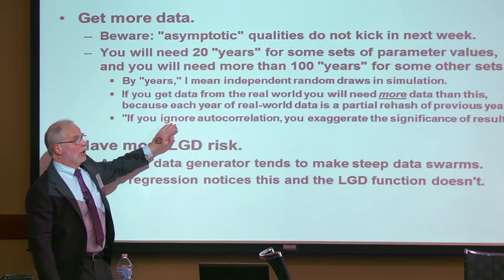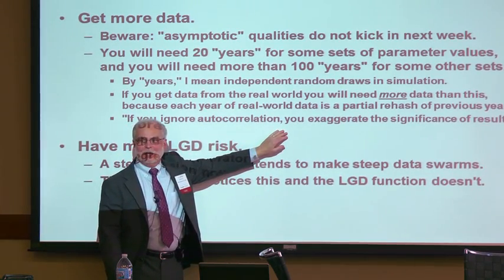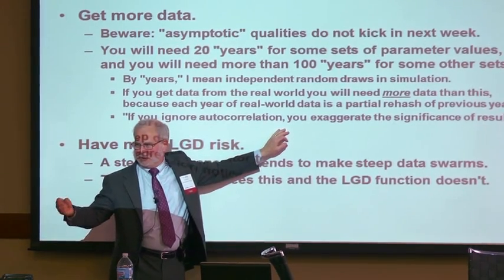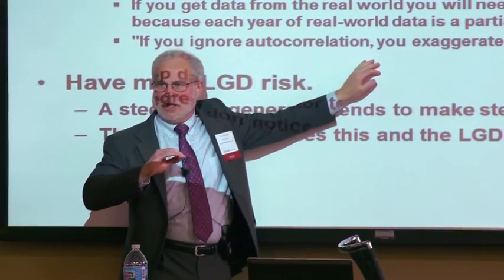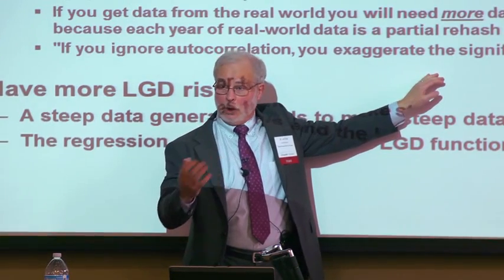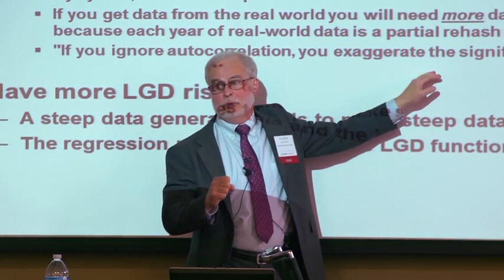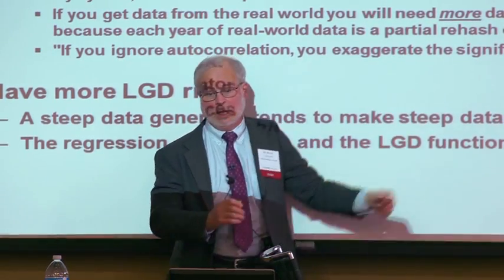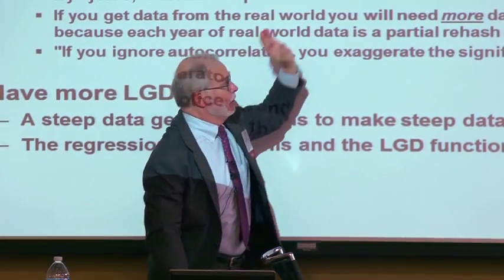Those of you who can have your econometric training re-stimulated here, you remember this. There's that test, the Durbin-Watson statistic, that's got to be less than 2 or more than 2 or some darn thing. If you have autocorrelated data and you ignore that, you'll think you find significance, but you don't. You don't have as much information as you think. And with real-world data, that tends to be the case. Each year is partly just a rehash of the previous year. So you need a bunch of data, 20 or 100 years, even if you simulate this stuff.